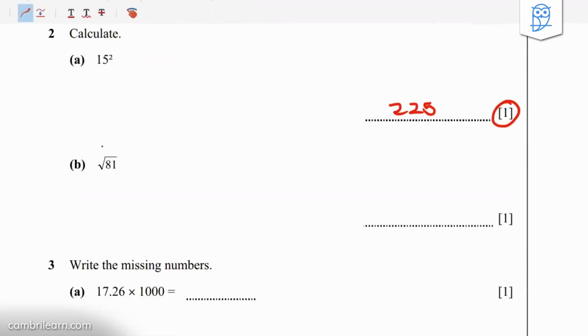Okay, square root of 81. All of us know that the square root of 81 is equal to 9. And why is that? Because 9 times 9 is equal to 81. Remember, the square root is just the number multiplied by itself that gives me 81. So we're great. We have 1 mark there.